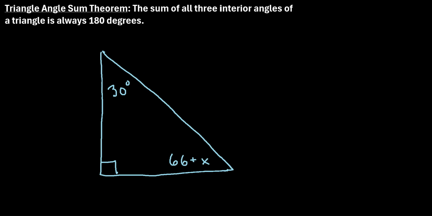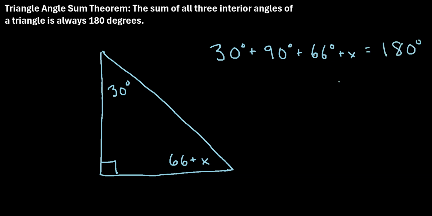Let's say we have this triangle. We're told this angle is 30 degrees. This angle is a right angle, or 90 degrees. And this angle is equal to 66 plus x. We want to figure out what x is. The way we can do that is by recognizing that these three angles must all add up to 180. So what we can say is 30 degrees plus 90 degrees plus 66 degrees plus x, since this little piece right here is part of this angle, must be equal to 180 degrees.